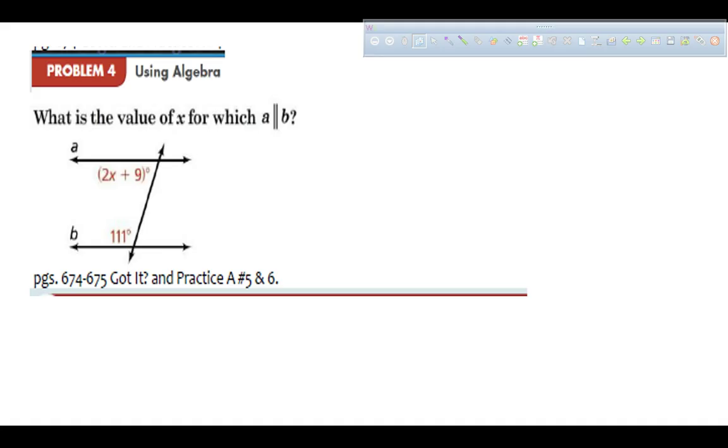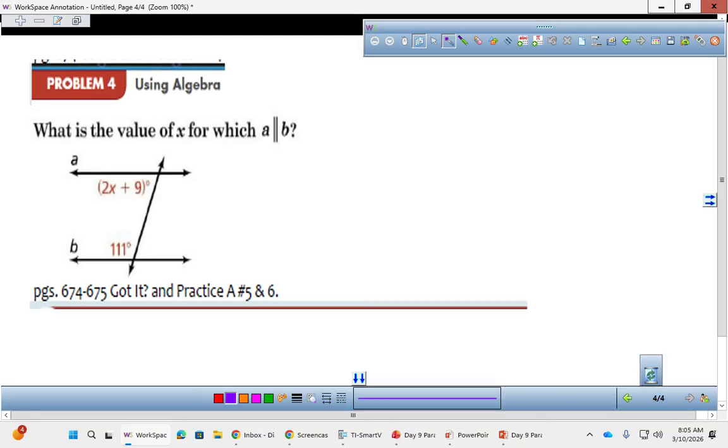But if I want them to be parallel, then 5 relationships have to be true. If I want them to be parallel, corresponding angles have to be equal. Alternate interior and alternate exterior angles have to be equal. Same side interior, same side exterior have to be supplementary if I want them to be parallel. So if I want them to be parallel, what's the relationship between these two things? What are they called?